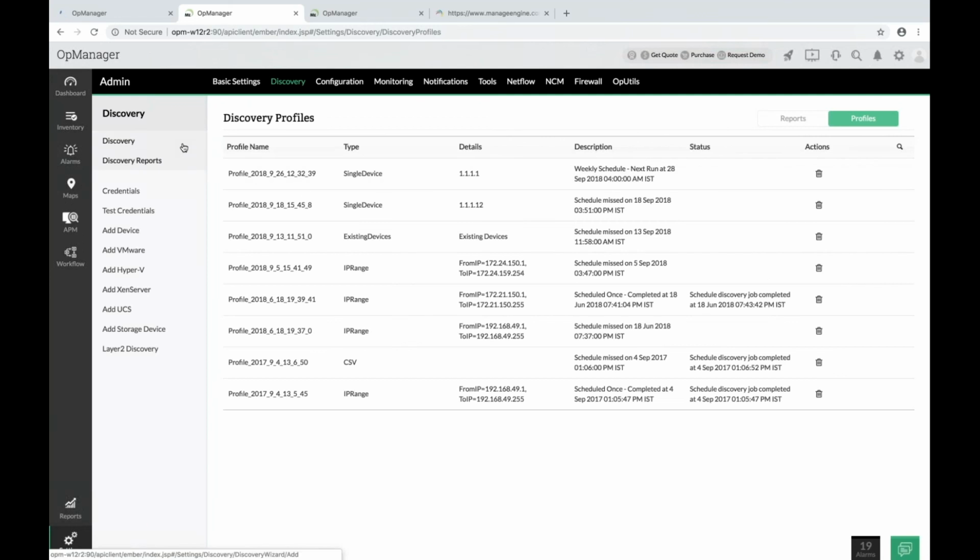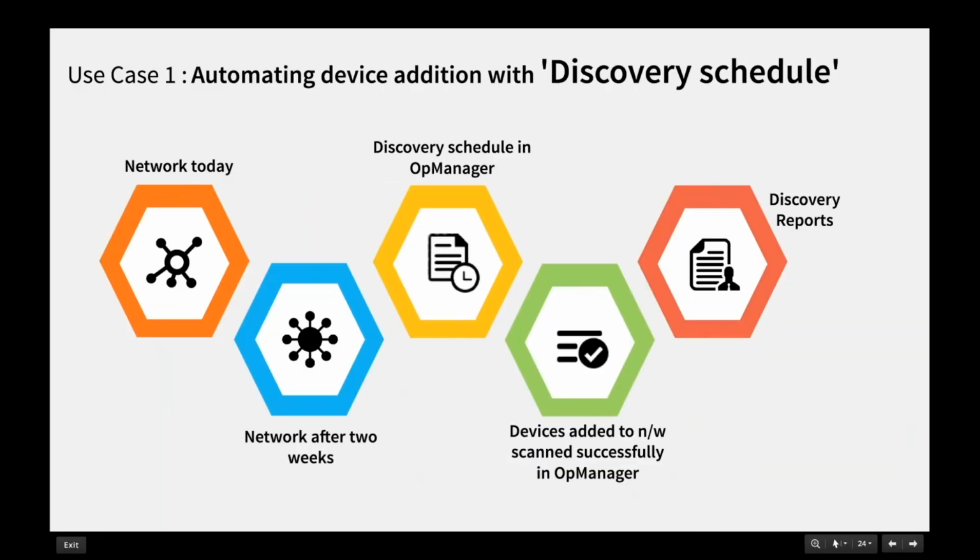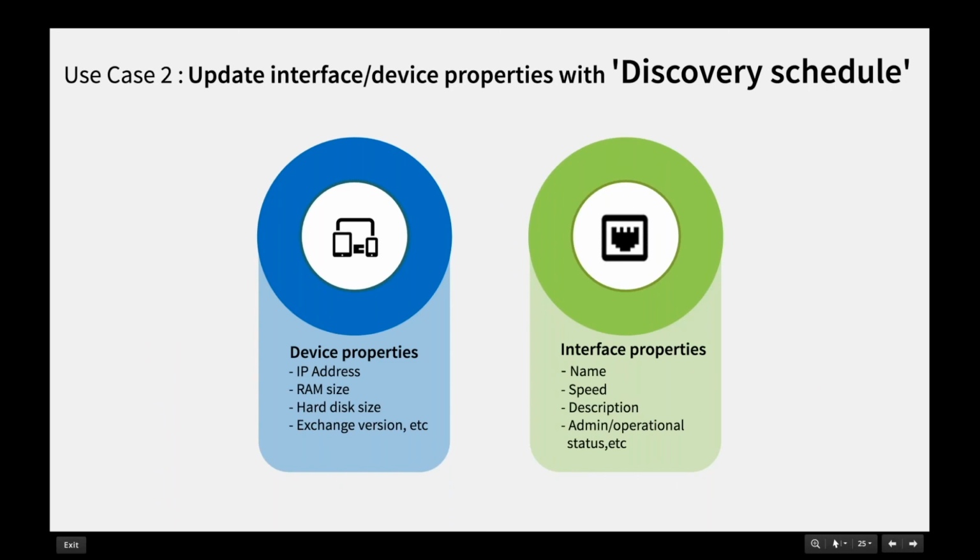Okay, now we understand the entire discovery cycle. And say I wanted to update the interface or device properties with a discovery schedule. How do I do that? So this happens, right? In any network, it keeps changing. You will update an IP address of a device.